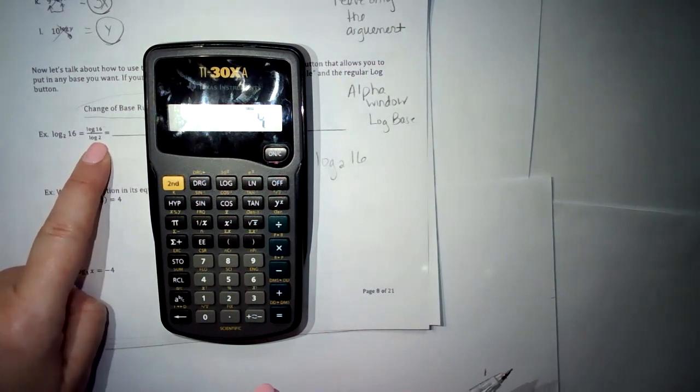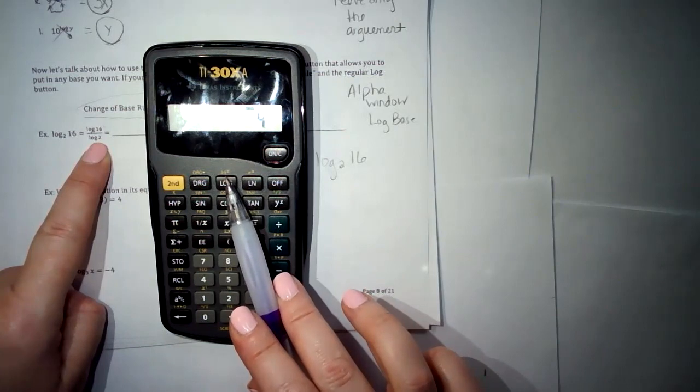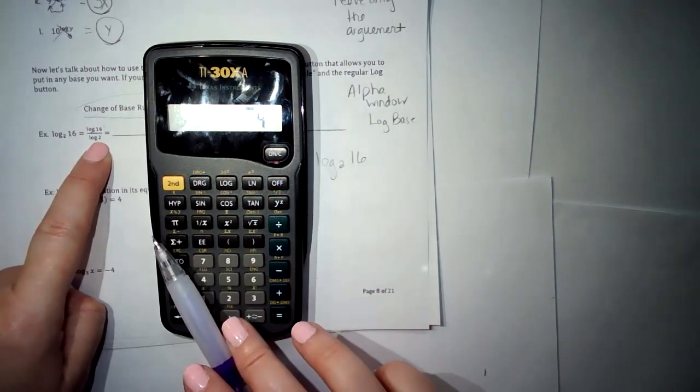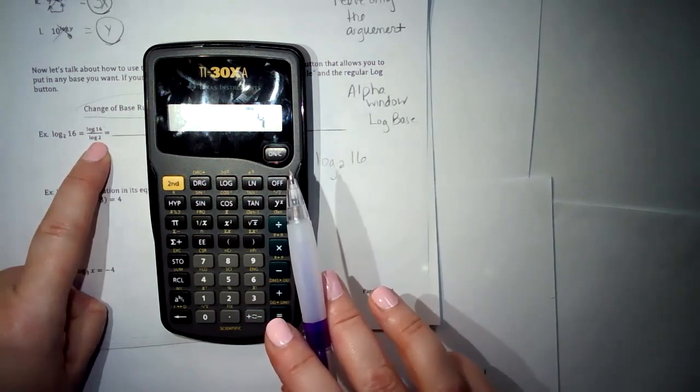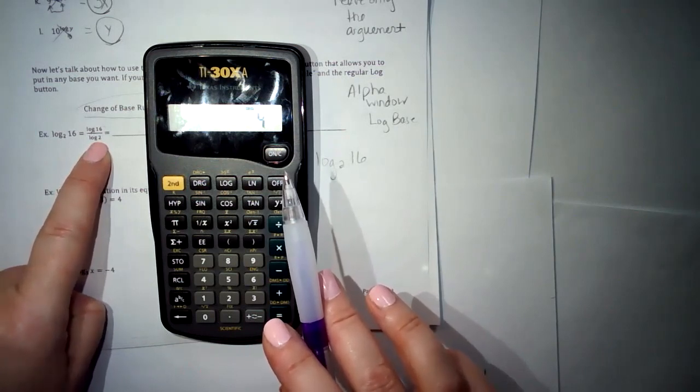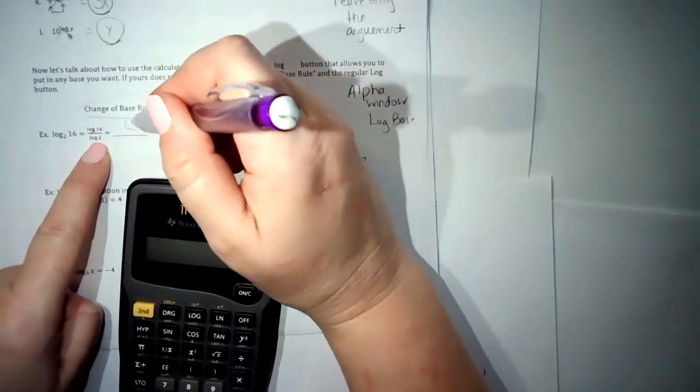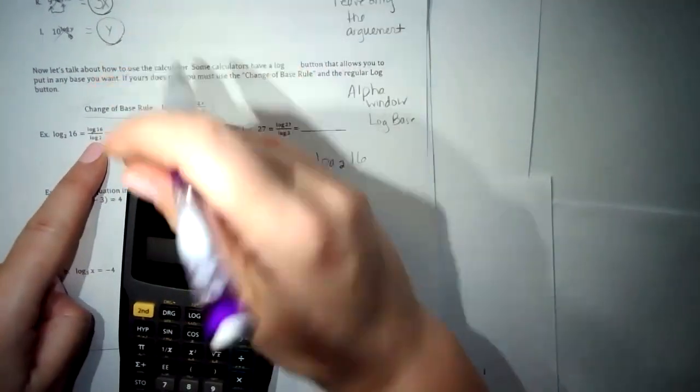Okay. See what I did there? I just used my common log. I took the log of the argument over the log of the base. Who needs help doing that? Let me know and I'll come to you. Everybody get it? Did you get a 4? Okay. Let's try this one over here.